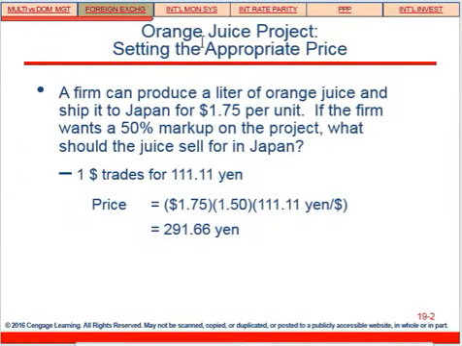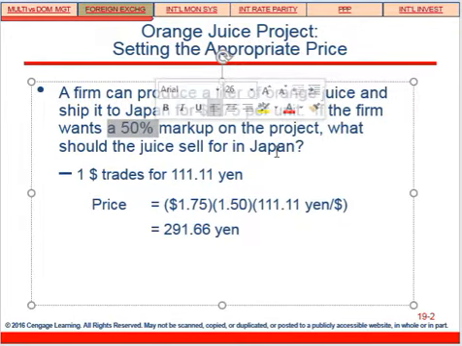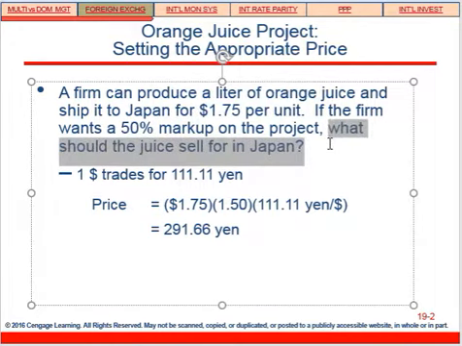Let's take a look at the orange juice example that was given in the deck. So we are a firm. We can produce a liter of orange juice and ship it to Japan for $1.75 per unit, and we want 50% markup. And the question is, what should be the selling price in Japan?